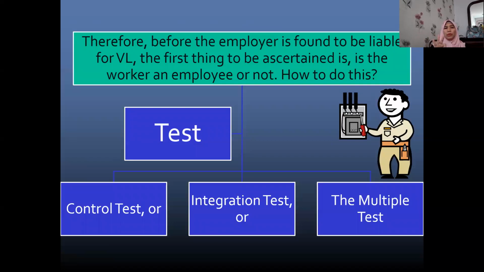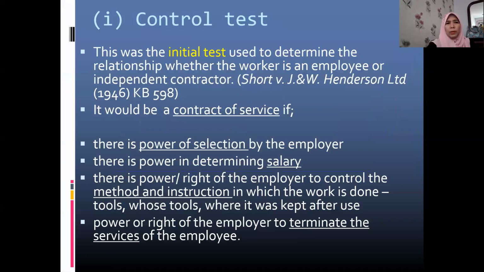We have control test, the first one, and later we have integration test, and the latest one, the recent one, we have multiple test. We are going to discuss one by one. Control test. What's the meaning of control test here? This was among the earliest tests, the initial test, which was used to determine whether the worker is an employee or actually an independent contractor. And the landmark case is Short v J & W Henderson Ltd, 1946.